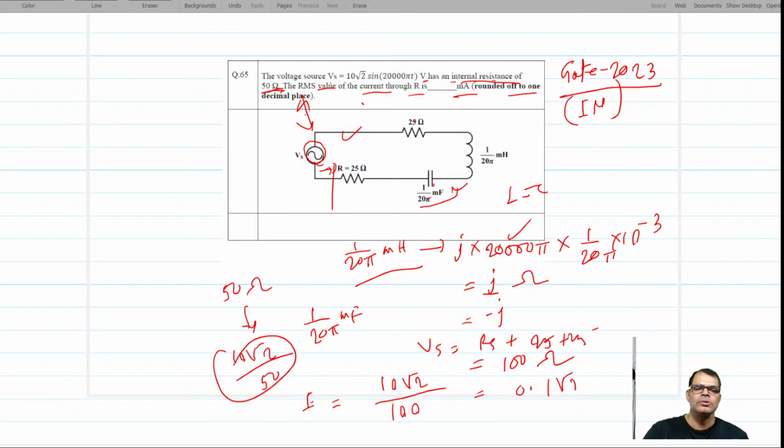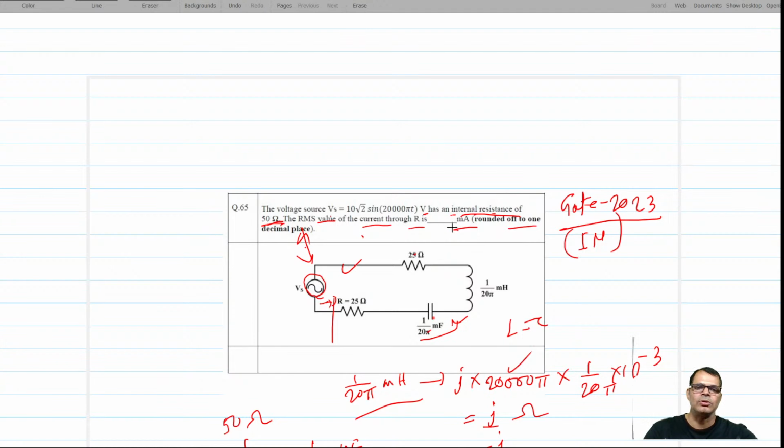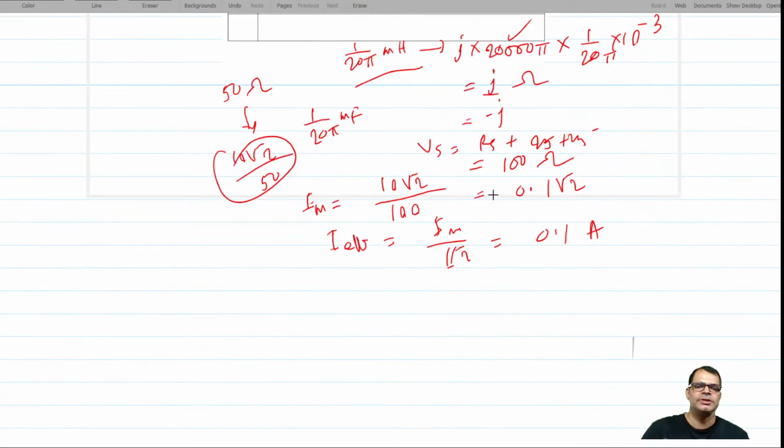0.1 root 2. This is the peak value of the current, Im. So I effective or I RMS is equal to Im upon root 2, because this is sinusoidal. So 0.1 ampere. But what they have asked, don't write 0.1, because they have asked milliampere. So you need to convert into milliampere, that is 100 milliampere.